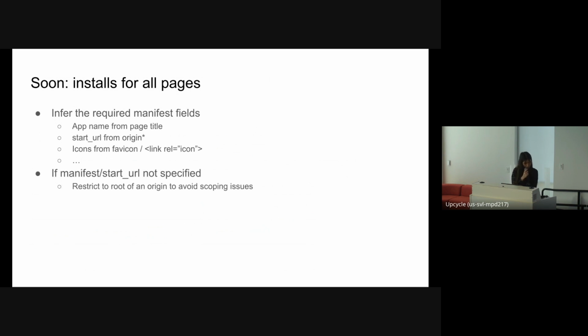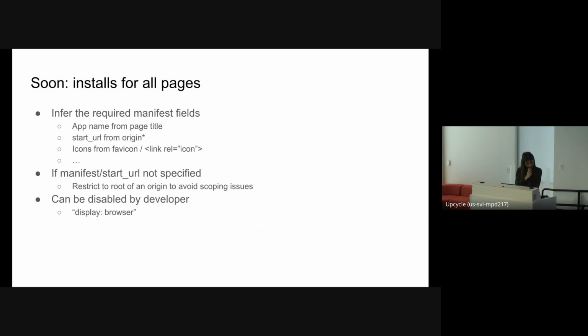And some additions. One caveat is that if there's no manifest or start URL is not specified, we will restrict the install capability to the root of an origin to avoid a scoping issue. Although our goal is to make all pages installable, installability can be disabled by the developer by having a manifest and setting the display mode to browser.